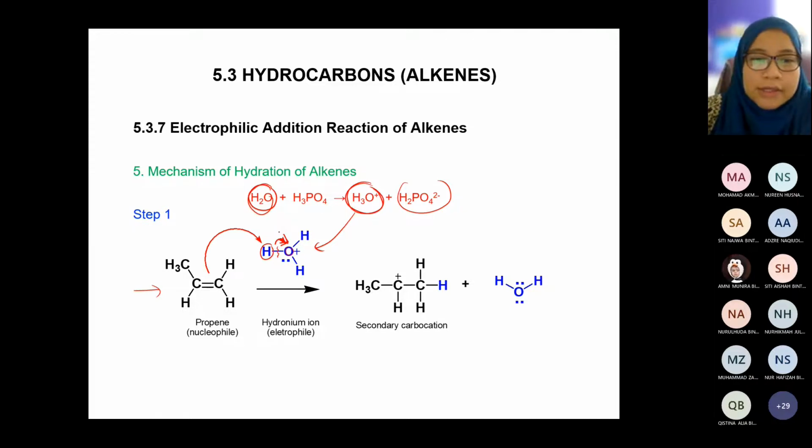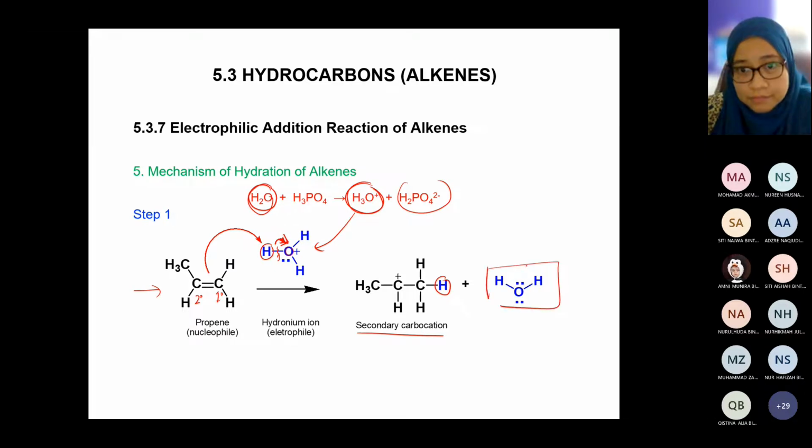Alright? Okay. So this bond will be broken down, so both of the electrons will be given to the oxygen. So the hydrogen can come in. The hydrogen will be attached to, so this is primary, this is secondary, will be attached to the primary carbon first. This is based on Markovnikov because it forms a stable carbocation, which is a secondary carbocation. So this is one of the byproducts formed.